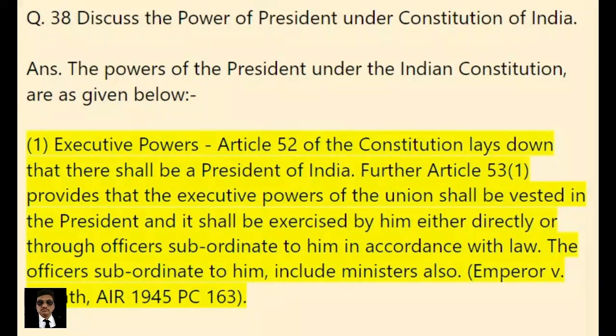1. Executive powers. Article 52 of the Constitution lays down that there shall be a President of India. Further, Article 53(1) provides that the executive powers of the Union shall be vested in the President and shall be exercised by him either directly or through officers subordinate to him in accordance with law. The officers subordinate to him include ministers also. Emperor v. Srinath, AIR 1945 PC 163.